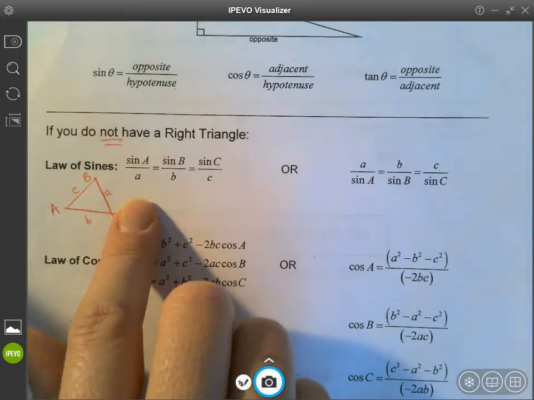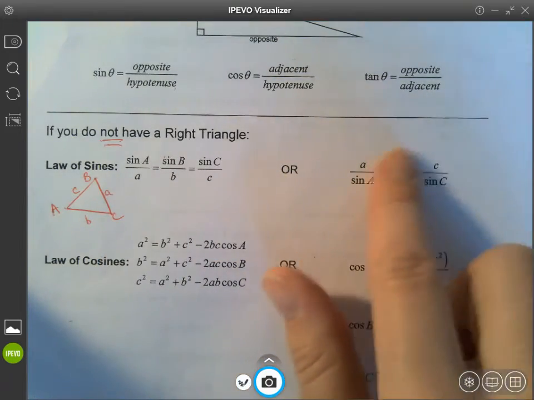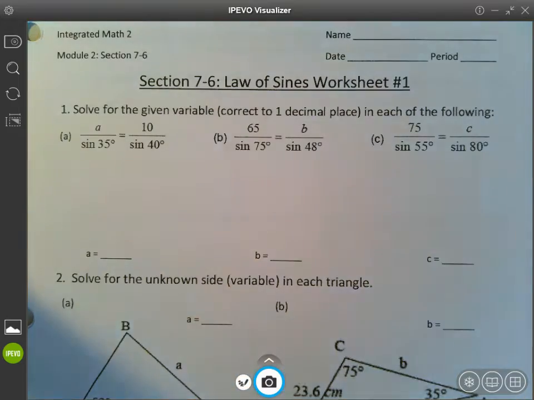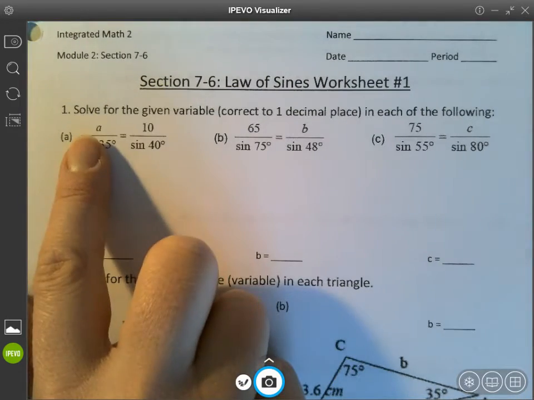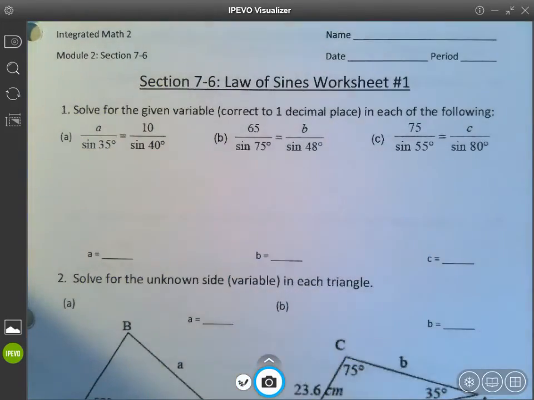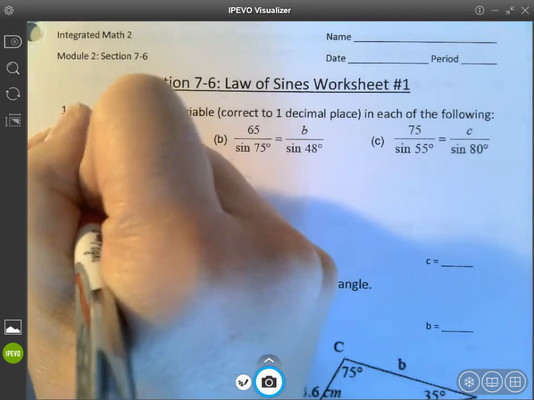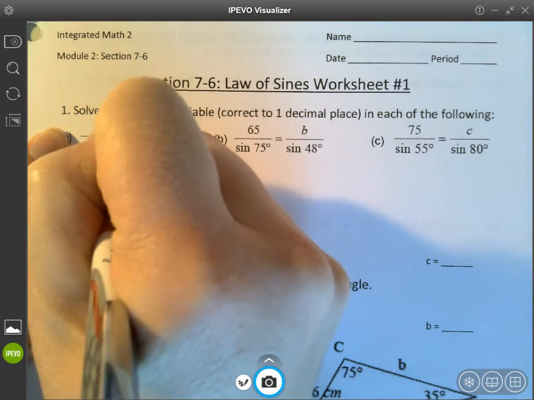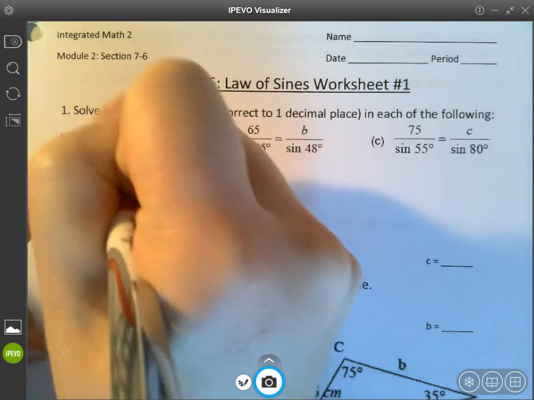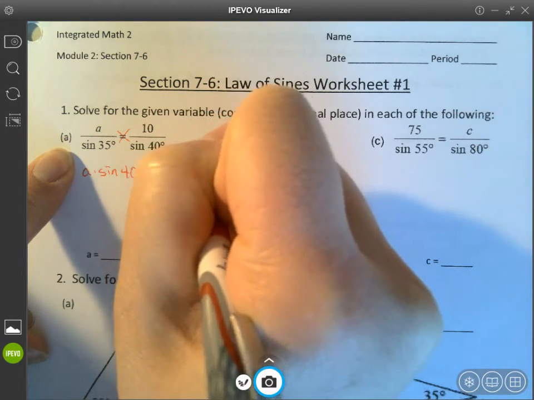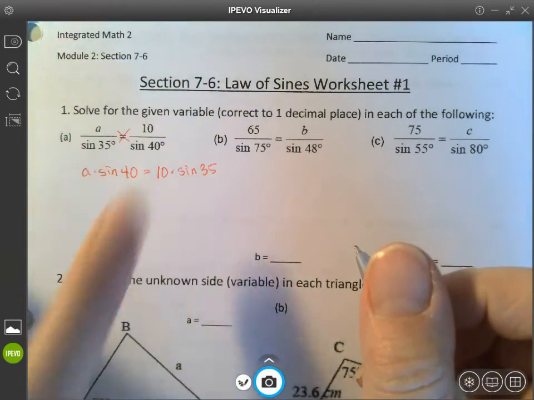I prefer to write mine like this, but you'll see a lot write it like this, as long as you're consistent. So on this worksheet, you can see that they wrote the side over the sine. So looking at that, we would cross multiply. I like to keep that a out front. So a times sine 40 is equal to, and I like to put that 10 out front, 10 times sine 35. You could write sine 35 times 10.